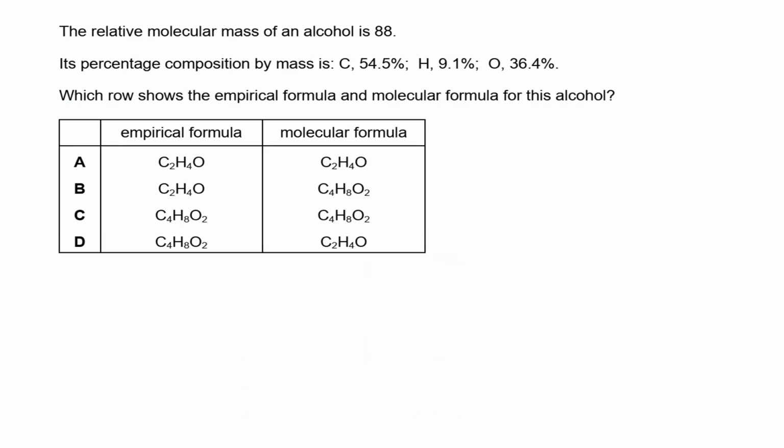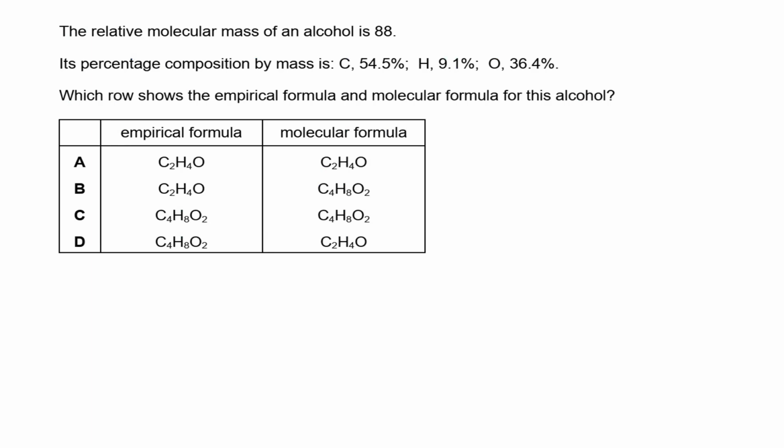Problem number 1. Okay, to solve this problem, the relative molecular mass of an alcohol is 88. The percentage composition by mass is C, carbon 54.5%, hydrogen 9.1%, oxygen 36.4%. This alcohol formed from 3 elements. All alcohols formed of 3 elements, carbon, hydrogen, and oxygen. Now, which row shows the empirical formula and the molecular formula for this alcohol?